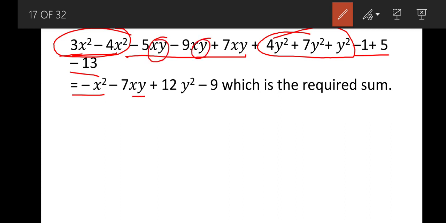Now after solving, xy will be written as it is because it is present in all these three terms. These are like terms, so I have written xy as it is. Now numerical coefficients will be solved. Minus 5 minus 9 plus 7 will be giving you minus 7. So I have written minus 7.